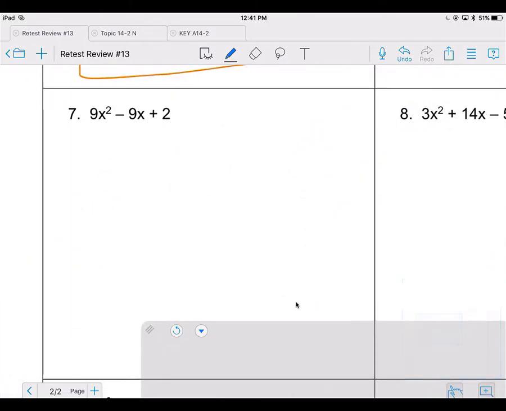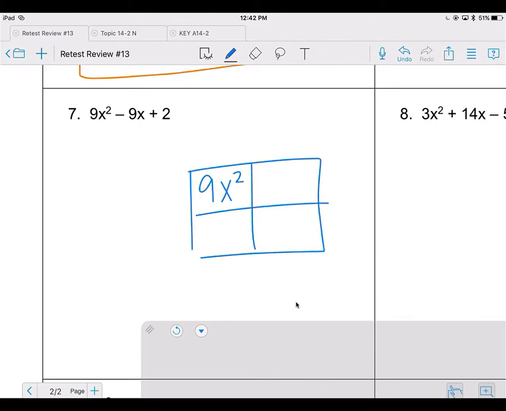Problem 7, 9x squared minus 9x plus 2. The first thing I look for is a GCF. 9 is 3 and 3, 9 is 3 and 3, 2 is prime and can only take out a 2. But because I cannot take a 2 out of 9 nicely, I can't take out a GCF. So I go straight to my box.